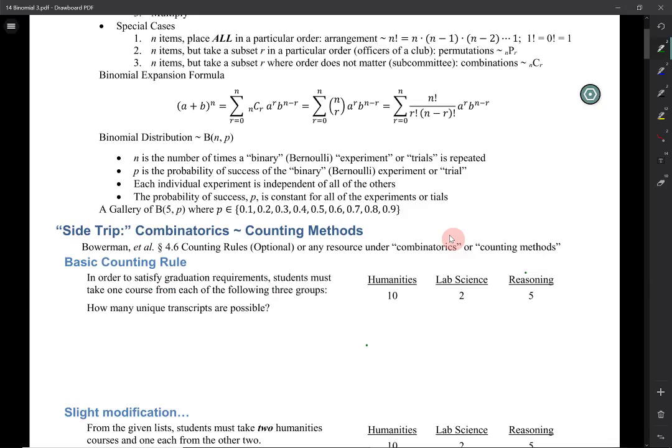Of course we want to apply this to the binomial distribution, and we know that n is the number of times a binary experiment, sometimes also called a Bernoulli experiment, is repeated. Sometimes each one is called an experiment, or a trial, or a toss. If you're talking about a coin, p is the probability of success, and of course q is equal to 1 minus p. I should say that q equals 1 minus p is the complement.